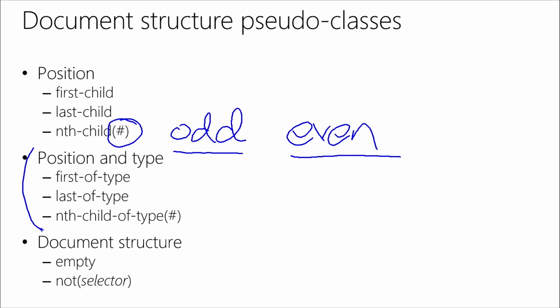Okay, and then you'll also notice that we've got position and type. And this one really, I think, is subtle. I don't want to use the word confusing, but it definitely is subtle. And here's the way that this is going to work. Let me do this.